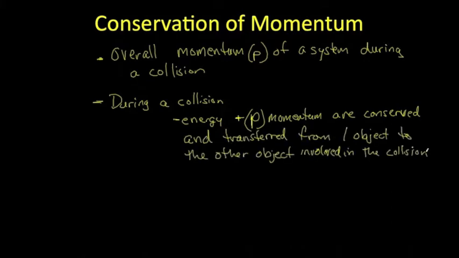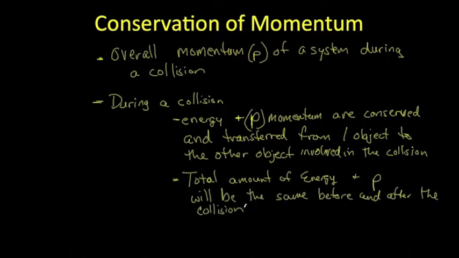So at the end of the day, after a collision occurs, the total amount of energy and momentum will be the same. The total of energy and momentum, I'm going to symbolize that with a P, will be the same before and after the collision. So the total momentum of a system of objects does not change. There is the same amount of momentum before the collision as there is after the collision.